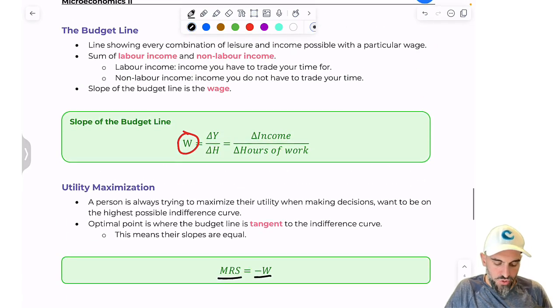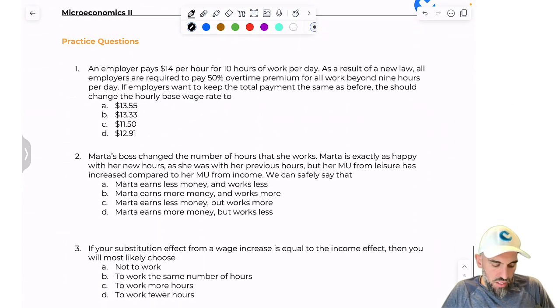So let's do a few questions just to make sure that we get it. An employer pays $14 per hour for a 10-hour work per day. So this question is actually not to do with anything we saw, but it's a question that sometimes comes up in this chapter. So I wanted to solve it with you one time. So an employer pays $14 per hour for 10 hours of work per day. As a result of the new law, employers are required to pay 50% overtime.